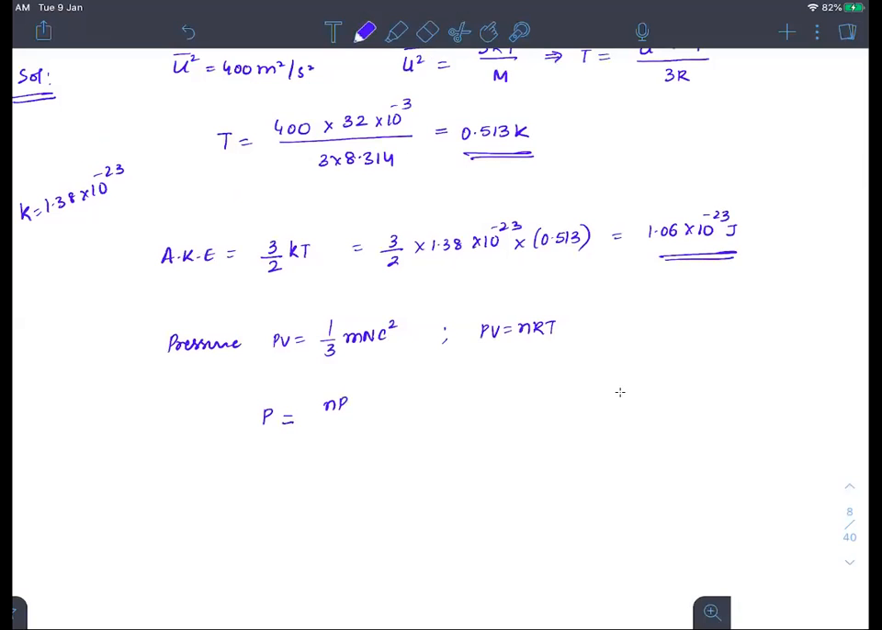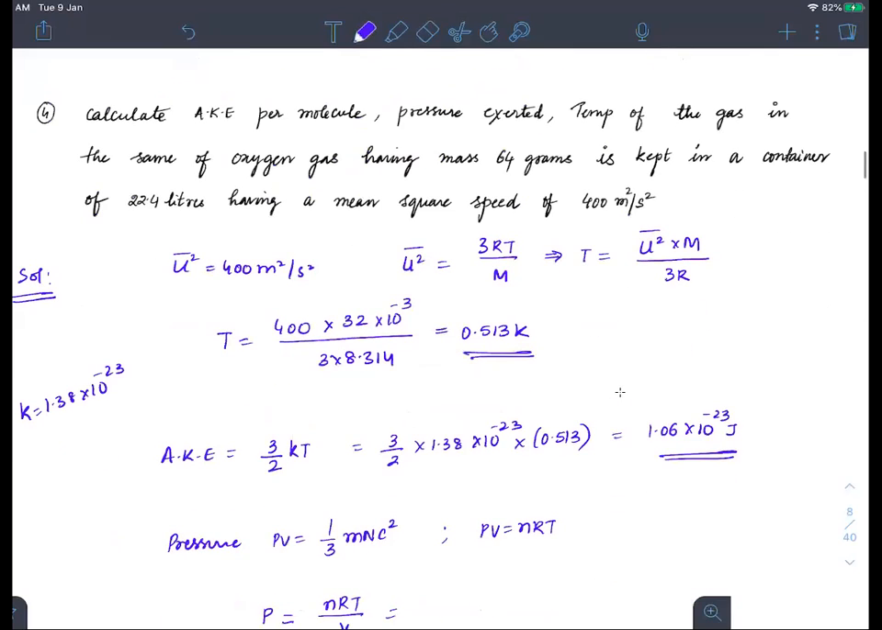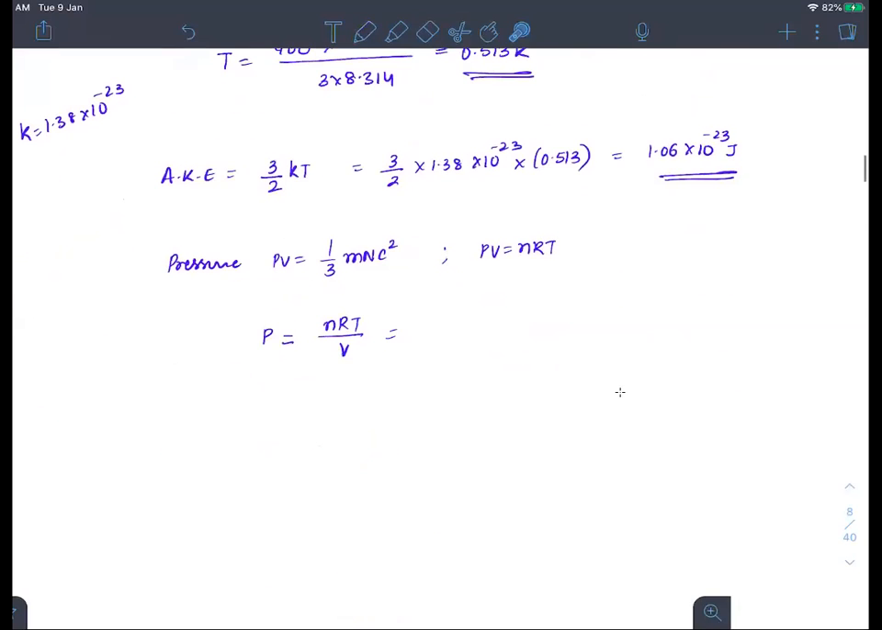So nRT by V. This time for calculating the pressure, definitely we need the information of the gas. So this gas is same as oxygen having mass of 64 grams. So now we know the mass of that gas. Therefore number of moles of the gas will be 64 divided by 32. So we know the number of moles here. Temperature we just calculated as 0.513. Volume is given 22.4 liters.